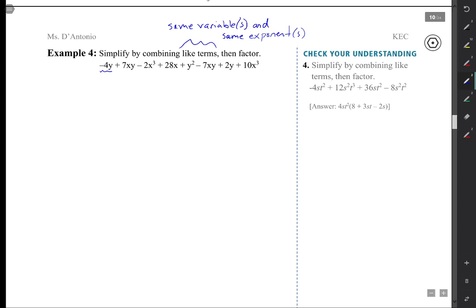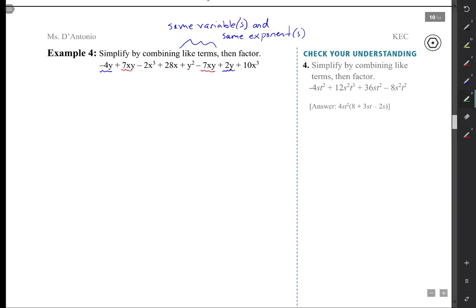Looking. Oh, this one over here has just a y. So that's the same variable, and the exponent on the y is 1, so that would be a like term. Let's look at our next one here, 7xy. Are there any other terms that have an xy in it? Oh, look. There's an xy, so those two are like terms.